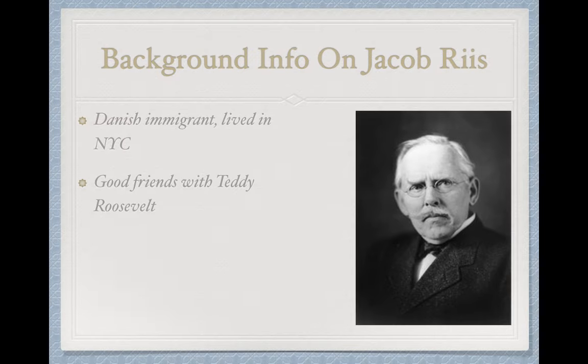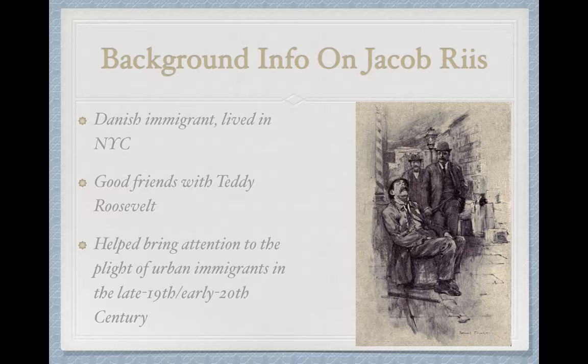All right, some background info on Jacob Riis. He was a Danish immigrant and he lived in New York City, and he was really good friends with then police commissioner Teddy Roosevelt in the 1890s, and he helped bring attention to the plight of urban immigrants in the late 19th, early 20th century. And he did so through his photographs. And you can see here, in this illustration, we have Teddy Roosevelt and Jacob Riis right behind him. They would actually patrol the streets of New York City sometimes at night.